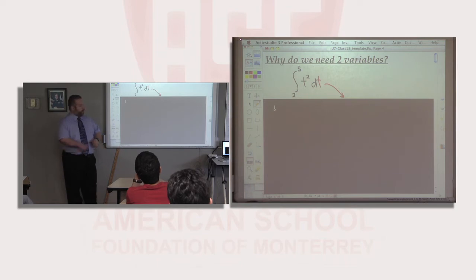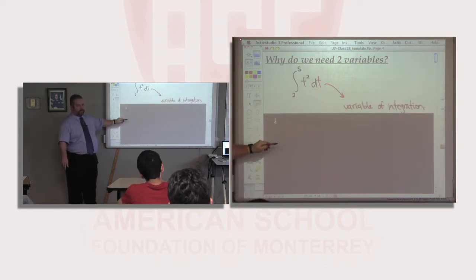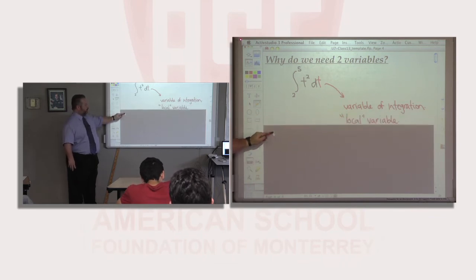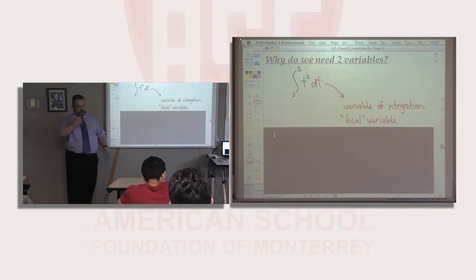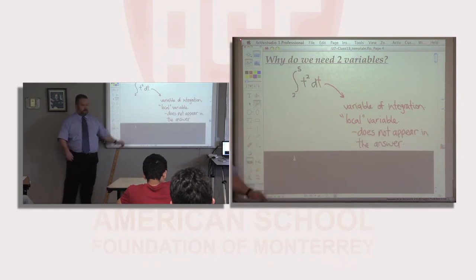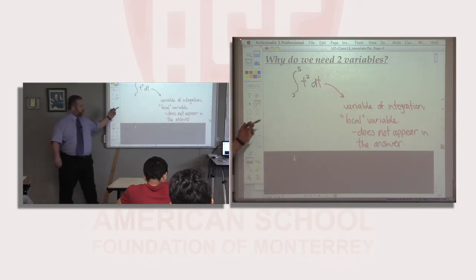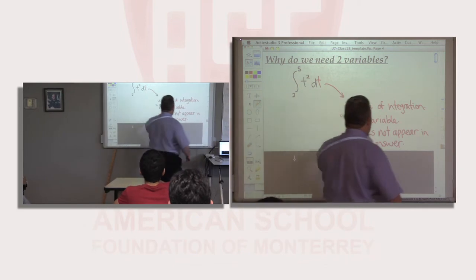Agreed? We say that t is the variable of integration here. And we say that this is called a local variable. We say that it's a local variable because it doesn't come in our answer. Okay? If I actually work this thing out, how would I work this out?